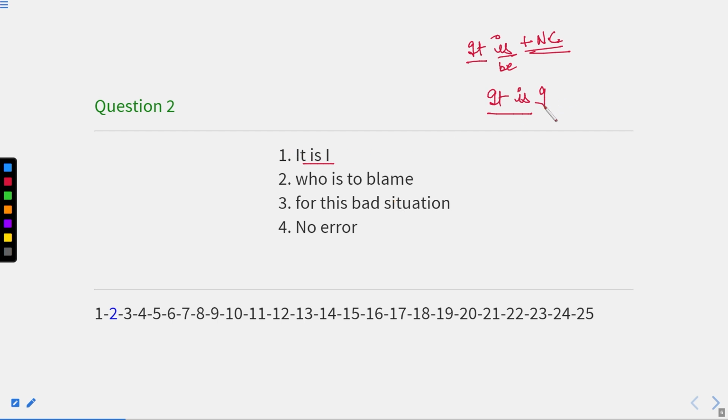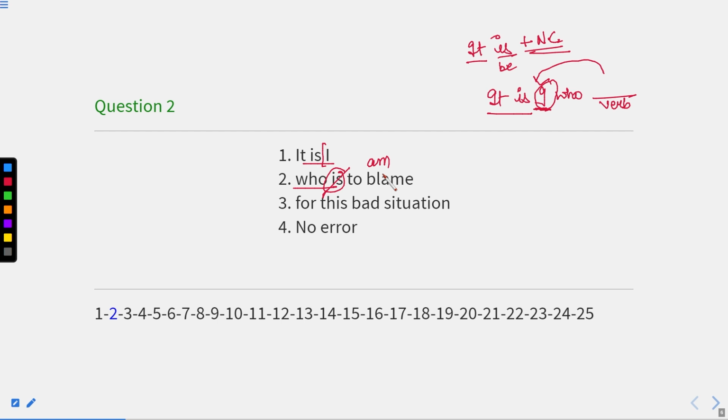Now suppose there is a subject I. Here we have a relative pronoun and here we need to have a verb. Whatever verb we write over here should depend on this subject. If you ignore the word "who" and begin the sentence with "I is", can you use "is" with I? No, not at all. In fact, we have to use "am". Therefore, the correct sentence will be: it is I who am to blame for this bad situation.